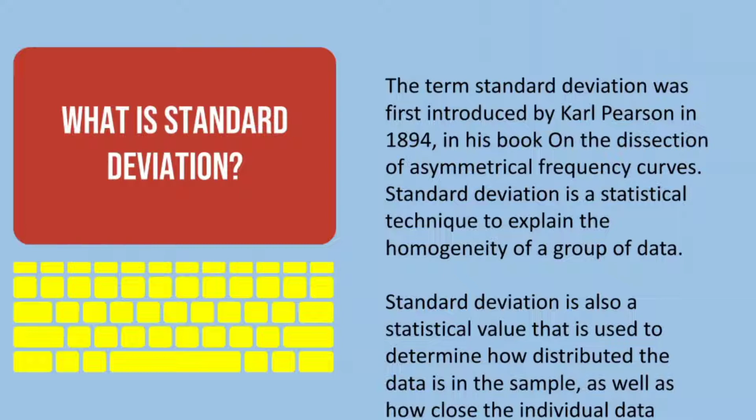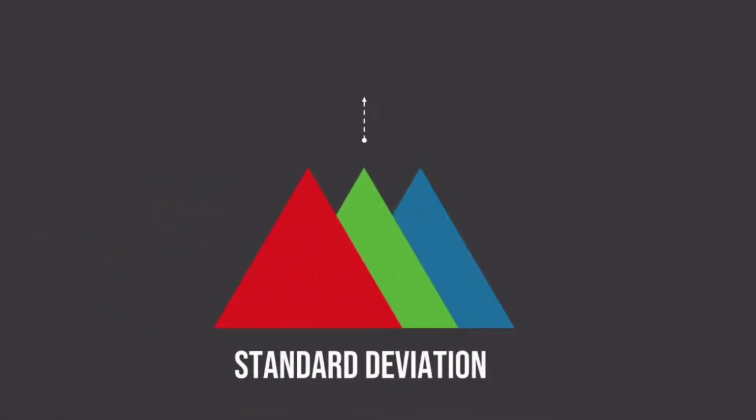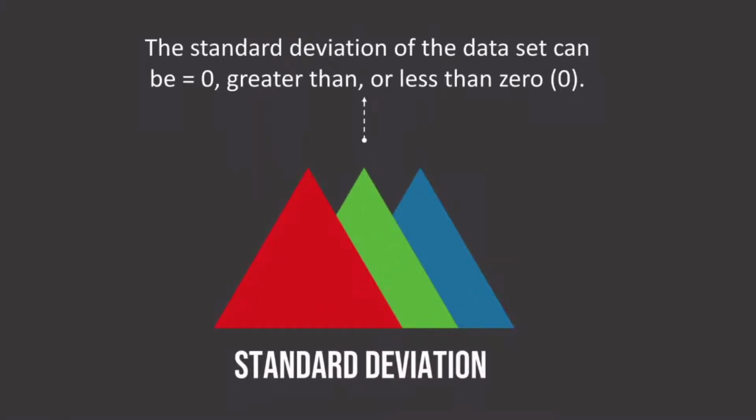Standard deviation is also a statistical value that is used to determine how distributed the data is in the sample, as well as how close the individual data points are to the average value, or mean, of the sample. The standard deviation of the dataset can be equal to 0 or greater than 0.